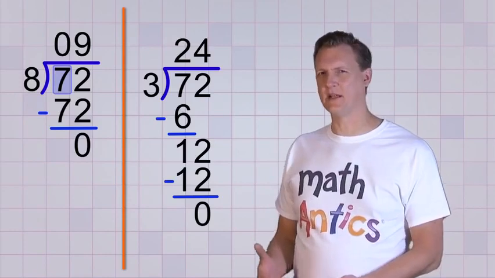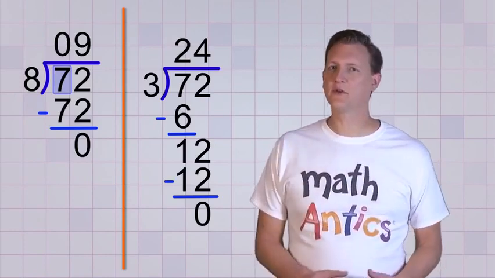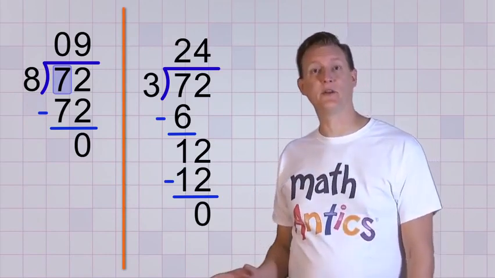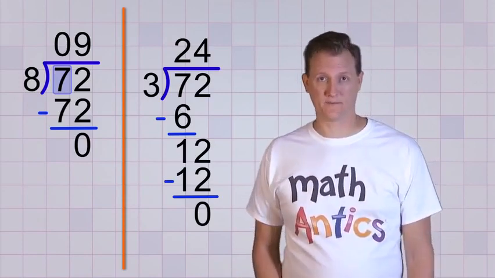And that'll happen with digit by digit division sometimes. If the number is too small to divide into, you just put a 0 in the answer line, and you move on to the next digit.